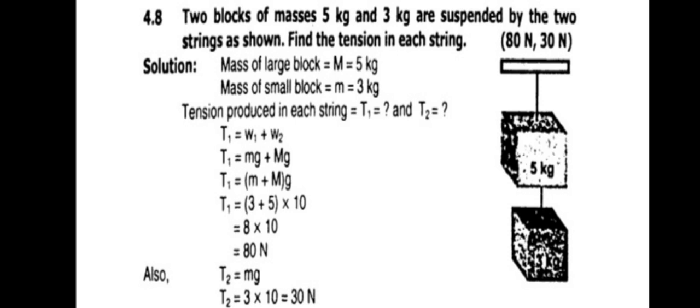Now at point T2, there is only one mass present, that's why you will solve it simply by putting the value of m and g in the formula, that is T2 equals mg. By putting the value, you will get the value of T2, which is equal to 30 Newton.